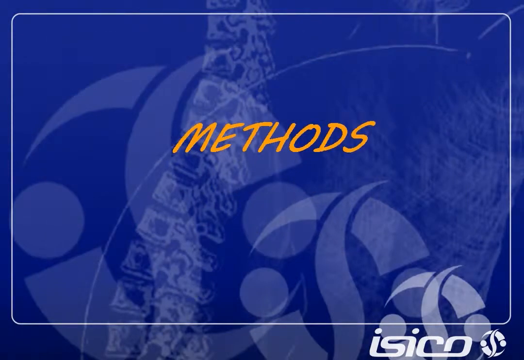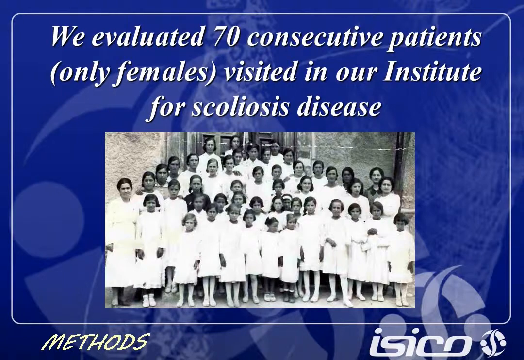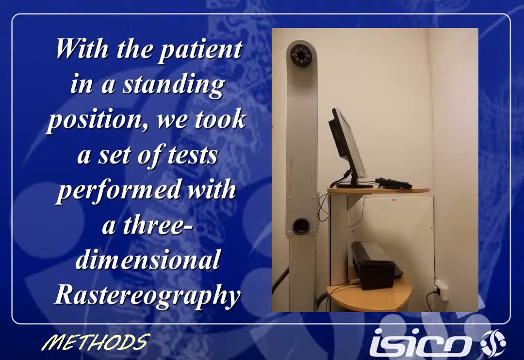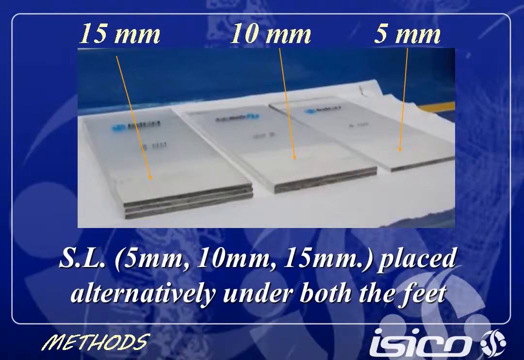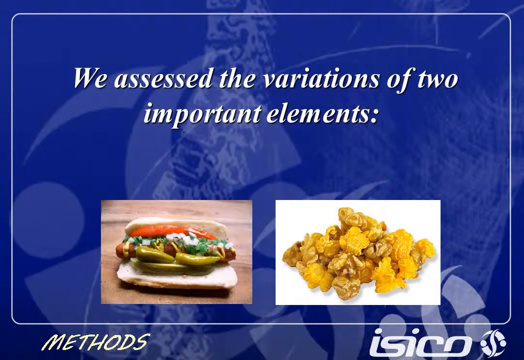The methods. We evaluated 70 consecutive patients visited in our institute for scoliosis. With the patient in a standing position, we took a set of tests performed with a three-dimensional rasterography. The test was the use of a shoe lift of 5 millimeters, 10 millimeters, and 15 millimeters, placed alternatively under both feet. We assessed the variation of two important elements.